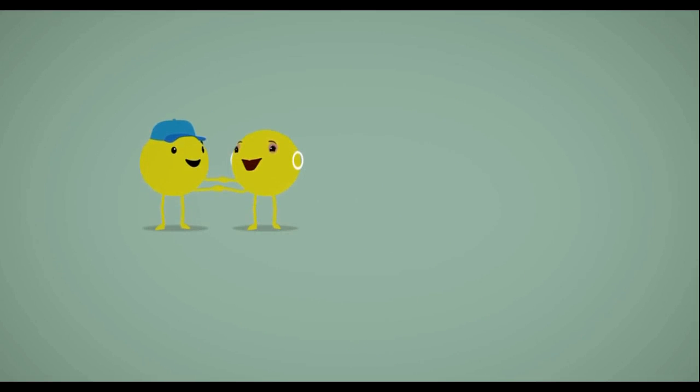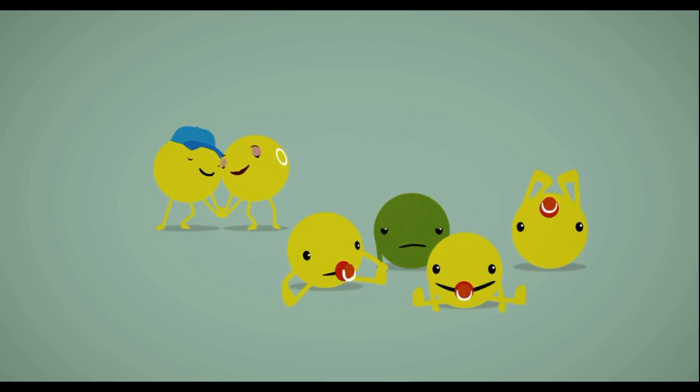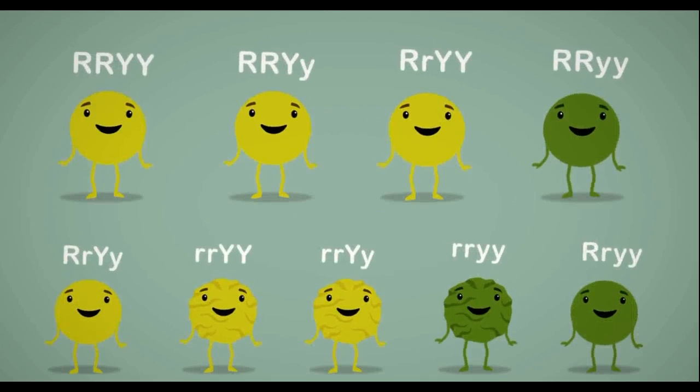Then, in the second generation, where the two heterozygous kids marry, their babies could have any of the three possible genotypes, showing the two possible phenotypes in a 3-to-1 proportion. But even peas have a lot of characteristics.